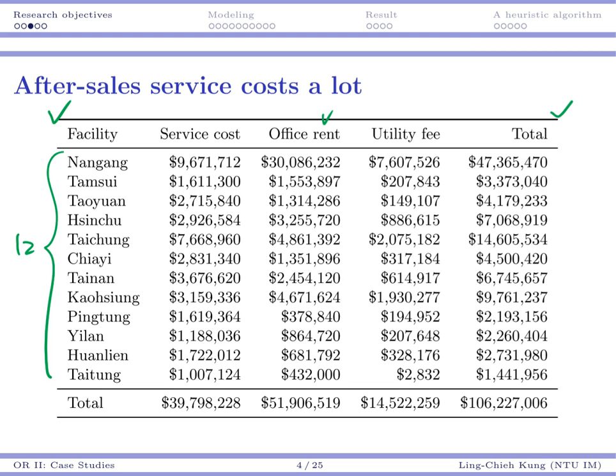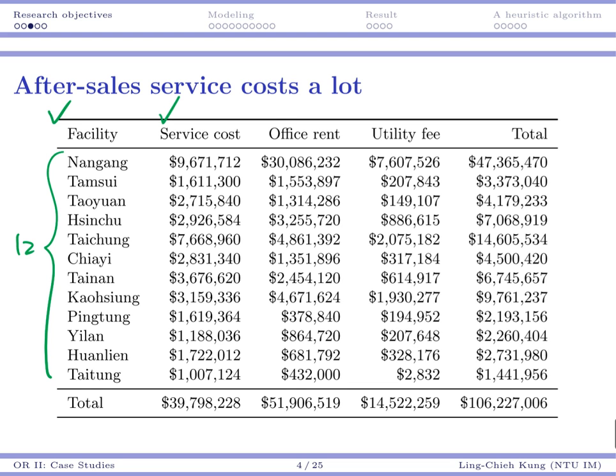There are also some other costs. For example, there is utility fee. If you have an office, there are some people working around and they need to use electricity. They need to use water. They need to drink coffee. So that's why you need some utility fee. Okay? So there are some fees that are related to the location and also related to the number of engineers, the number of people you put in each location.